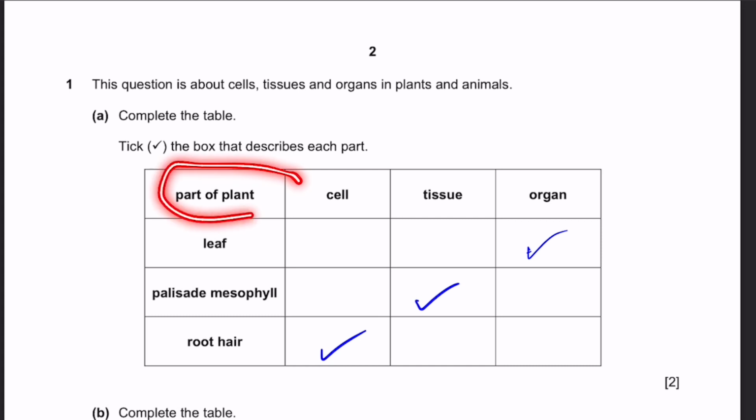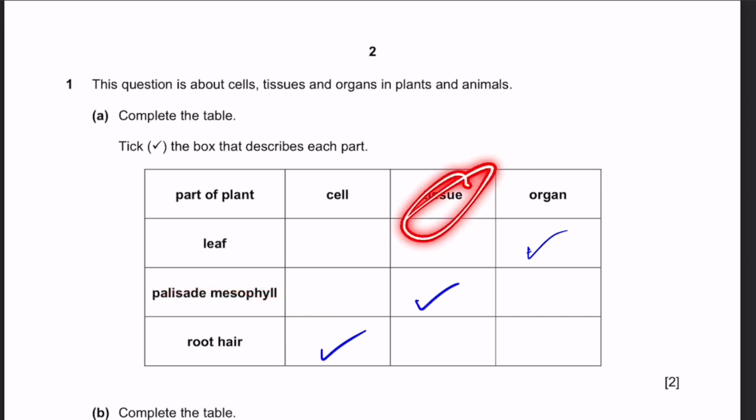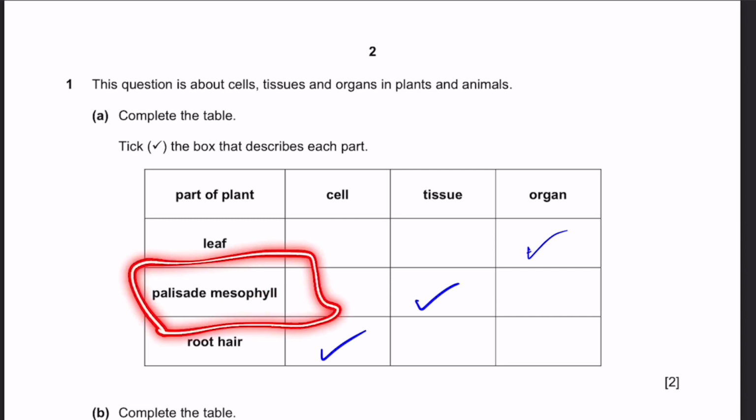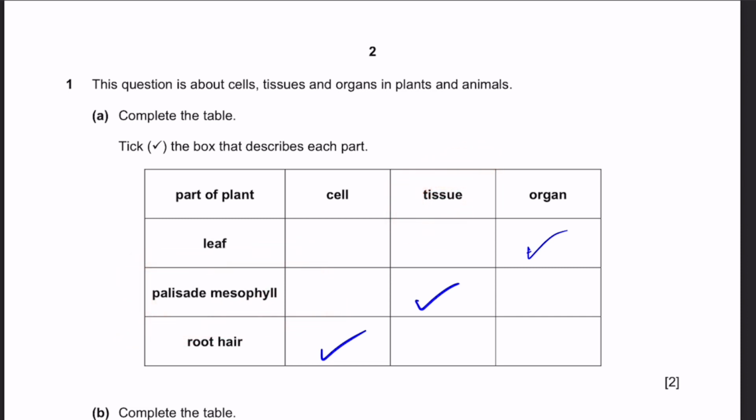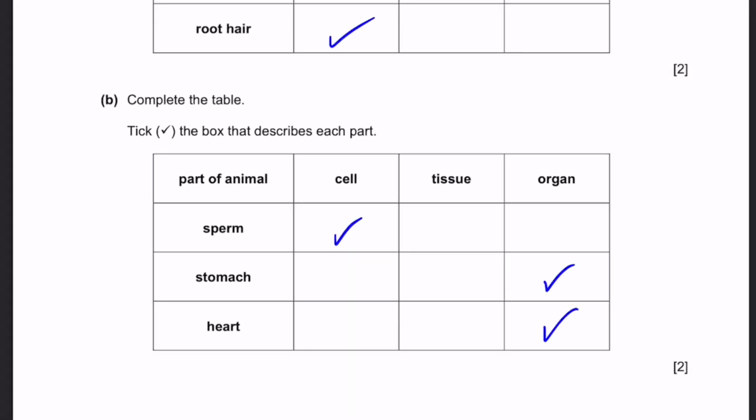So part of plant, the leaf, it is an organ. The palisade mesophyll is a tissue. Well, we know there's cells called palisade mesophyll cells, but then a group of these cells form a tissue. That's why it's a tissue. Root hair, yeah, that's a cell. B, complete the table. Tick the box that describes each part.